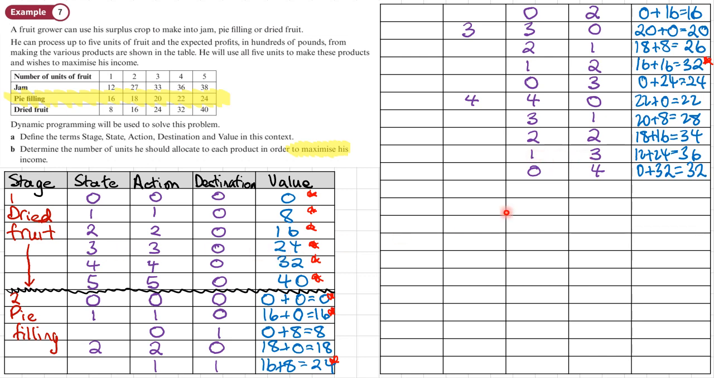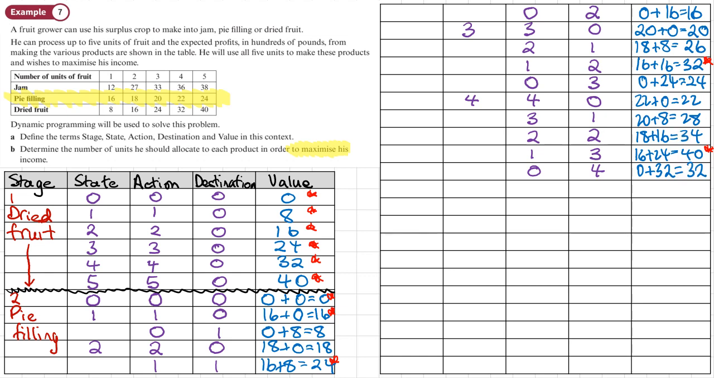24, not 12 plus 24, so let's correct that. So 16 plus 24, and that will give 40. So I don't think it changes which one I was going to star, but it definitely changes the value. So it's going to be the 40 that I star. That gives us the biggest profit.